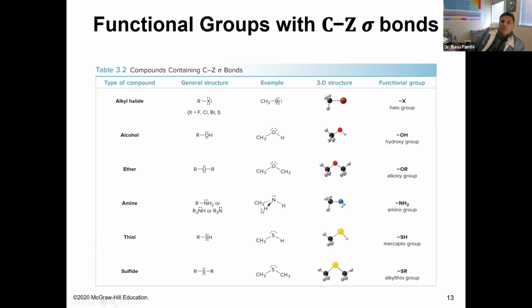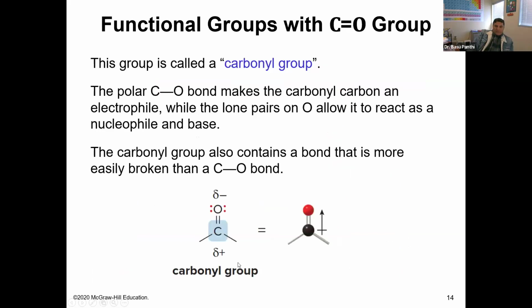Amine: if you have one nitrogen, that's called amine. There are primary, secondary, and tertiary. So you have RNH2, R2NH, and R3N. Instead of oxygen, if you have sulfur, that's called thiol and sulfide, similar to alcohol and ether. And another one, when carbon is bonded with oxygen by a double bond, that's called a carbonyl group. There are many functional groups with the carbonyl group.